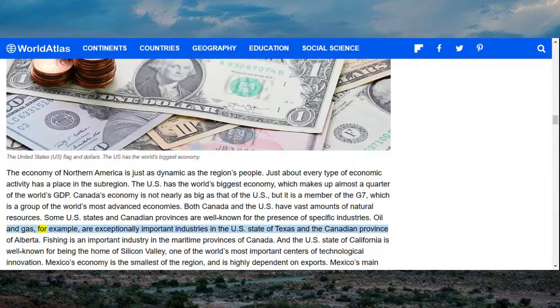Oil and gas, for example, are exceptionally important industries in the US state of Texas and the Canadian province of Alberta. Fishing is an important industry in the maritime provinces of Canada. And the US state of California is well known for being the home of Silicon Valley, one of the world's most important centers of technological innovation. Mexico's economy is the smallest of the region and is highly dependent on exports.